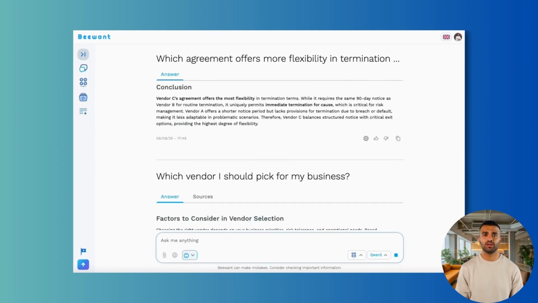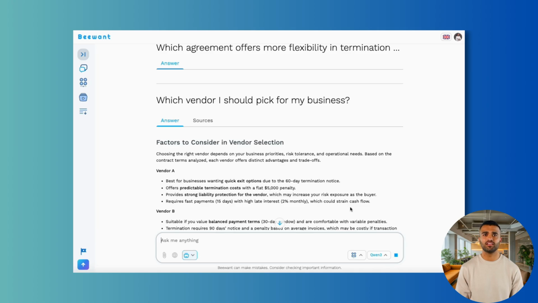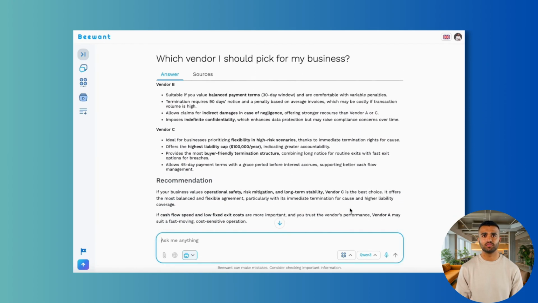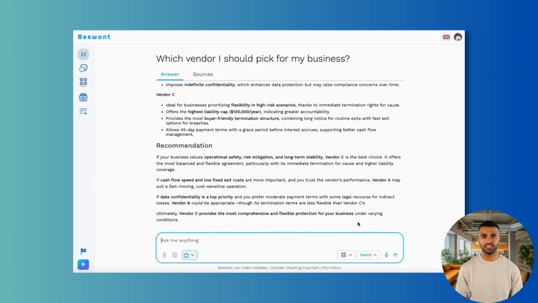What struck me throughout the process is that every answer respected the instructions I had set when creating the collection: clear, comparative, and actionable. Instead of spending hours with a highlighter, I had a structured comparison across 3 vendors in just minutes. With Beewant, reviewing contracts doesn't feel overwhelming, it feels strategic.